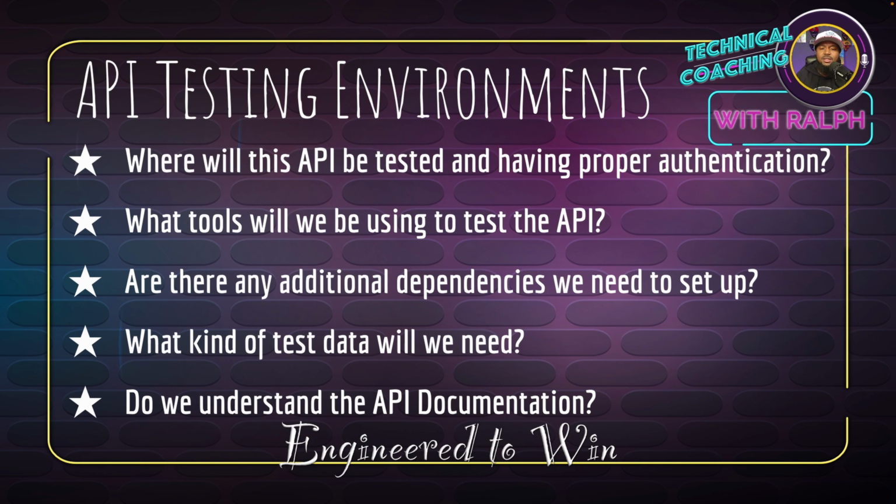What tools will be used to test the API? We'll get into the tools later on, but are we going to be using Postman? Are we going to be using Insomnia? Are we going to be using SOAP? Based on what type of API is being developed, are we going to be writing automated tests for these APIs? Are there any additional dependencies that we need to set up? If we're going to be doing automation, do we have the right tools to automate it? What libraries, what packages are we going to need?